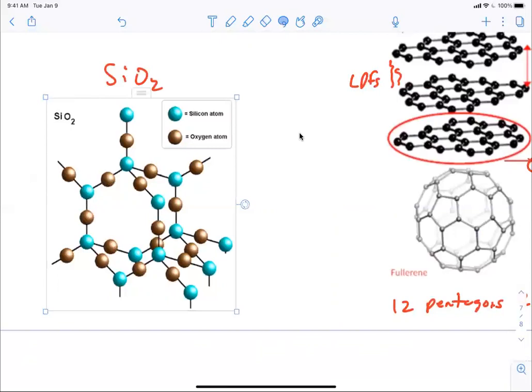I think fullerene is okay. I don't think buckyball is an appropriate technical term for it. So I would stick to fullerene or Buckminster-Fullerene as your terminology there. Okay, no problem.